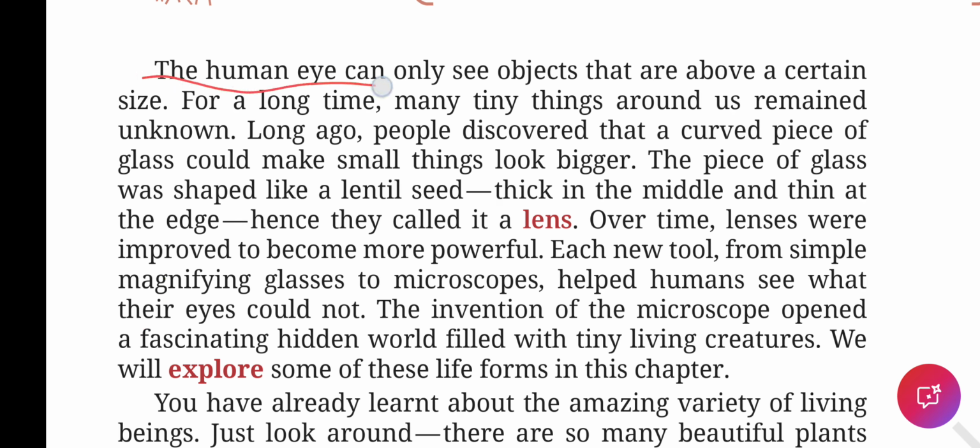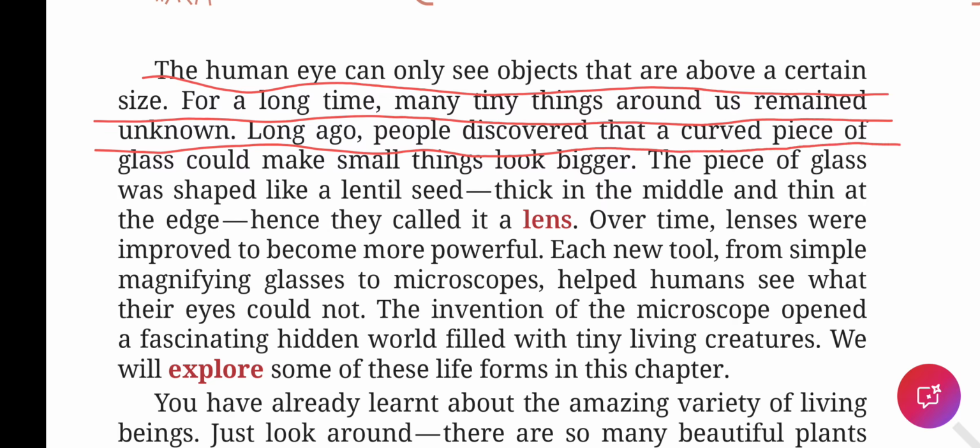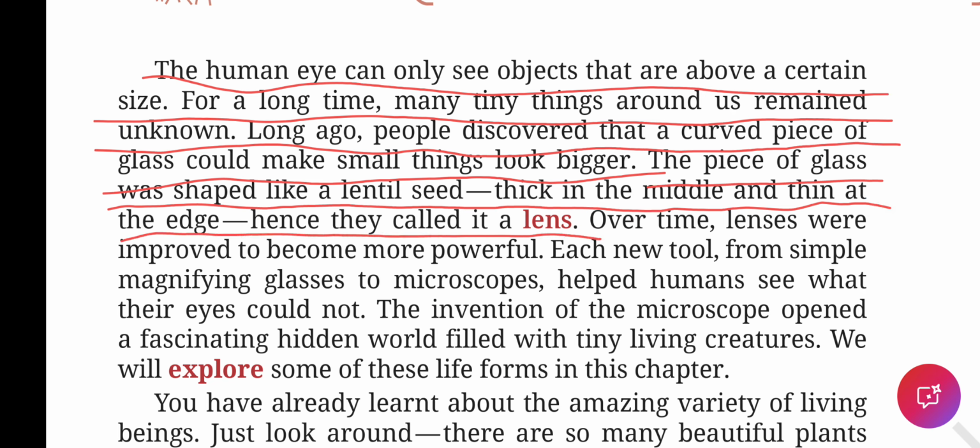The human eyes can only see objects that are above a certain size. For a long time, many tiny things around us remained unknown. Long ago, people discovered that a curved piece of glass could make small things look bigger. The piece of glass was shaped like a lens seed, thick in the middle and thin at the edge. Hence, they called it a lens.